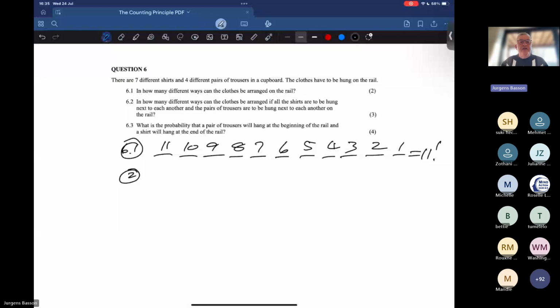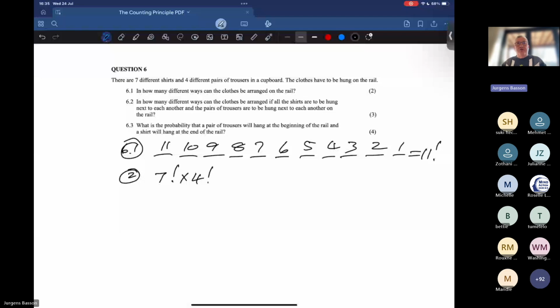Shirts together, trousers together. Now shirts, there's 7. Now just pretend this hand represents 7. And there are 4 pairs of trousers. So we've got 7 shirts, which is 7 factorial, times the 4 trousers, 4 factorial. So 7 factorial times 4 factorial. But I hope you agree with me, that is not the final answer.